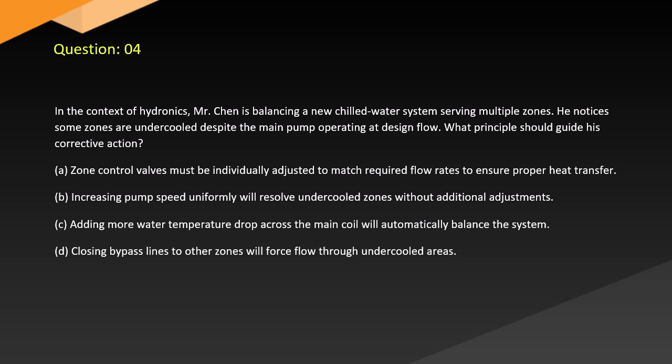A. Zone control valves must be individually adjusted to match required flow rates to ensure proper heat transfer. B. Increasing pump speed uniformly will resolve undercooled zones without additional adjustments. C. Adding more water temperature drop across the main coil will automatically balance the system. D. Closing bypass lines to other zones will force flow through undercooled areas.